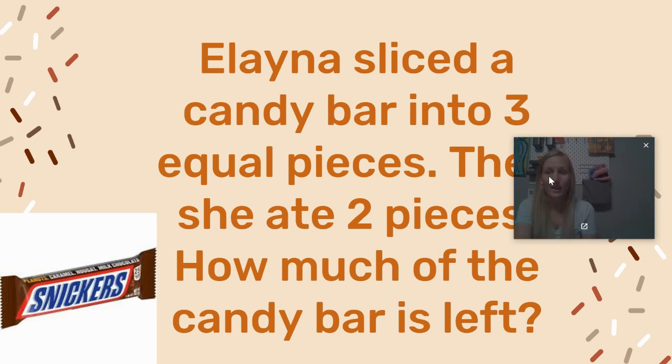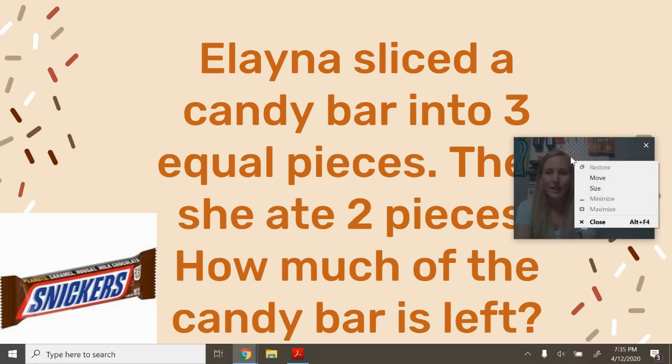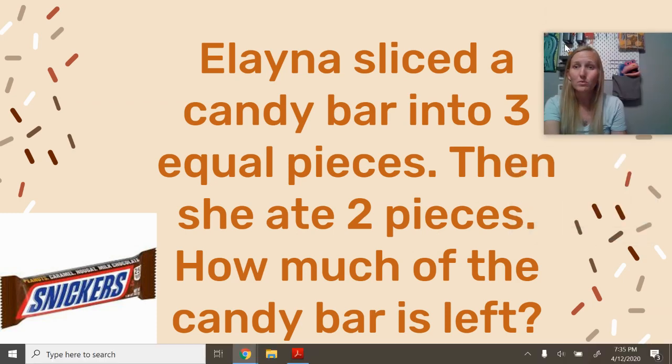All right, let's try another one with Elena. All right, Elena, here we go. This one is dedicated to you. Elena's got a candy bar here. So Elena sliced a candy bar into 3 equal pieces, and then she ate 2 pieces. How much of the candy bar is left?